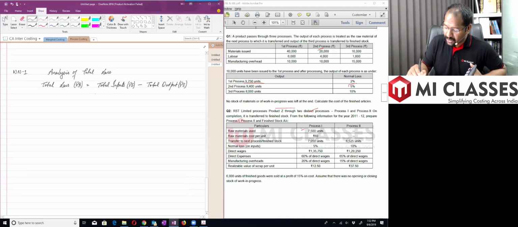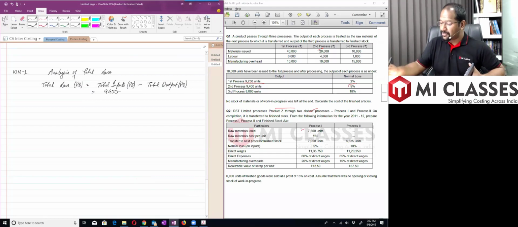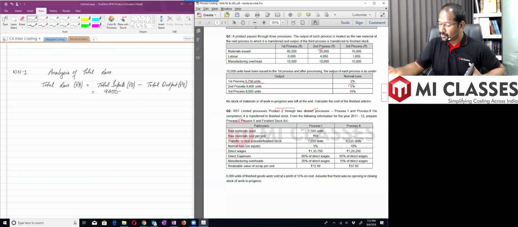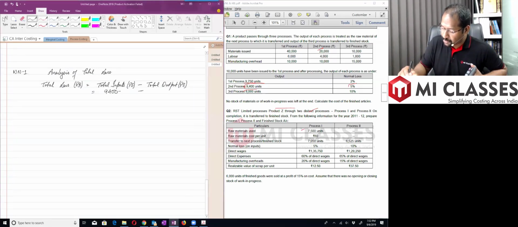So how much is the total inputs of process 3? My total inputs of process 3 is nothing but total output of process 2. Very good. So total output of process 2 was 9,400. Check out here. Here we have written to process 2 output 9,400. Process 3 output 8,000. Fine. So total output of process 3 is how much? 8,000. So how much is my total loss? 1,400 units is my total loss.